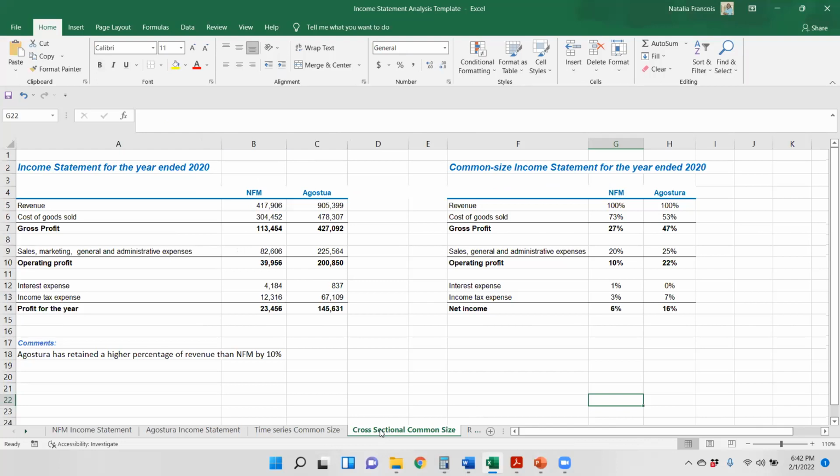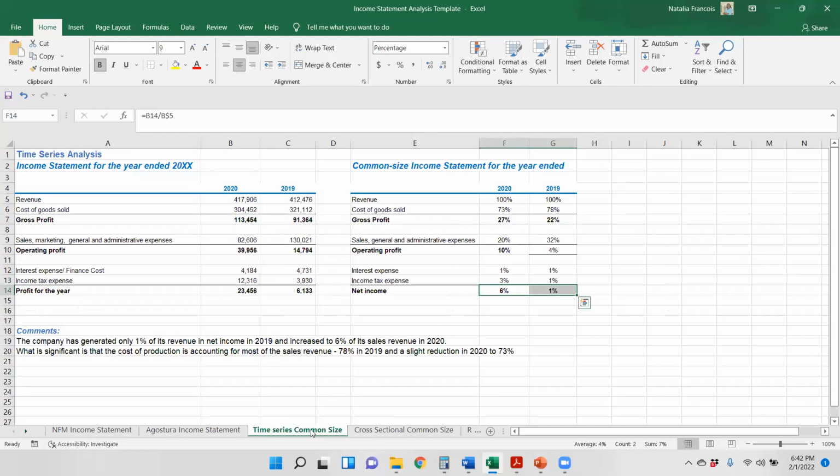Wait, Miss, so that's all you have to do? Yes, and I give you the tools. Am I lovely? I give you the tools, right? Another class, you have to sit down and work it out yourself. I give you the tools.